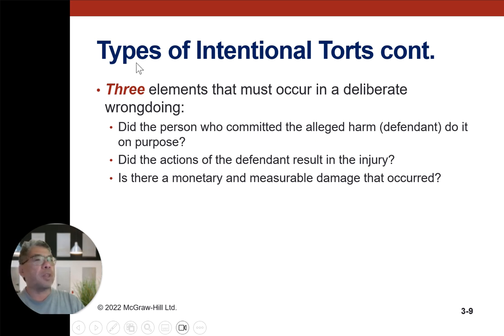The types of intentional tort. There are three elements that must occur in deliberate wrongdoing. Number one, did the person who committed the alleged harm, the defendant, do it on purpose? Number two, did the action of the defendant result in injury? Number three, is there a monetary measure of damage that has occurred?